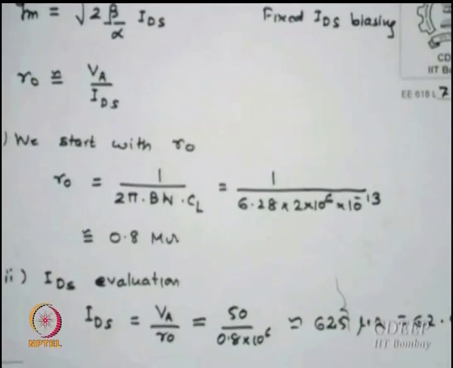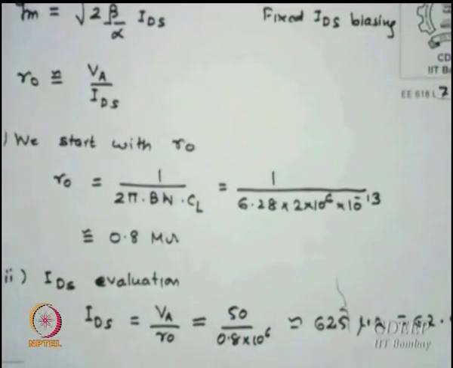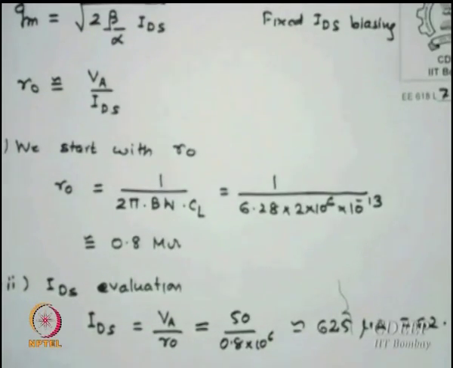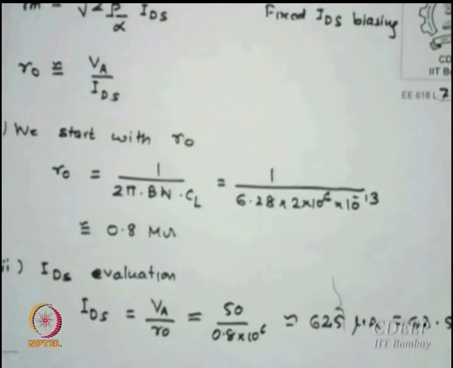So the first thing I figured out is that the output resistance for my case is 0.8 megaohm, and it is coming from which parameter? The bandwidth. Since the bandwidth is given to me, I figured out that it should have this much as R0. Now I want to evaluate IDS, because IDS is going to decide GM. So I must know my IDS. This IDS is nothing but the early voltage by R0, which is 50 by R0. From where is this expression coming? The slope into this is the voltage, so it is from the slope characteristics. So I evaluate IDS equal to 62.5 microamps.